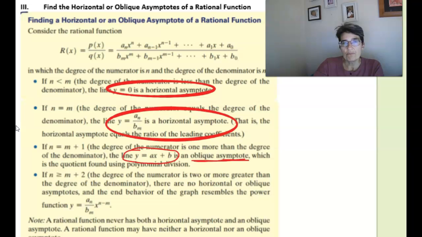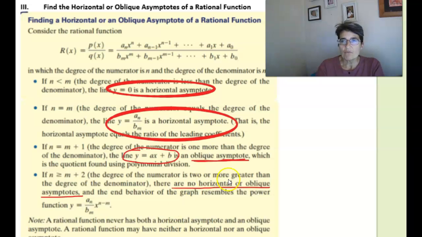If n is bigger than or equal to m plus 2, so if the degree on the top is 2 or more than the degree on the bottom, there are no horizontal or oblique asymptotes. Right? And the end behavior just represents, if you take just the leading coefficients and figure out that polynomial, it could be degree 2 or degree 3 or degree 5, then the end behavior resembles the end behavior of that resulting polynomial.